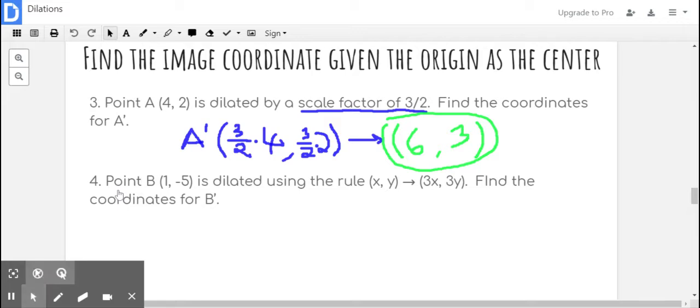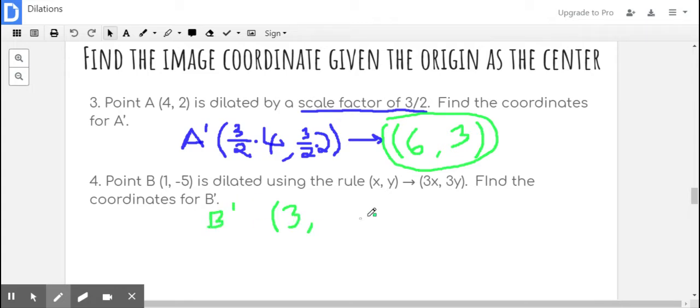In part number 4, point B (1, -5) is dilated by this rule, meaning that our k is 3 and our scale factor is 3. And our coordinates for B prime would really just be taking our original point and multiplying both of those numbers by 3. So 1 times 3 is obviously 3 for our new x value for B prime. And we have -5 times 3 as well, which would equal -15 as our image for number 4.